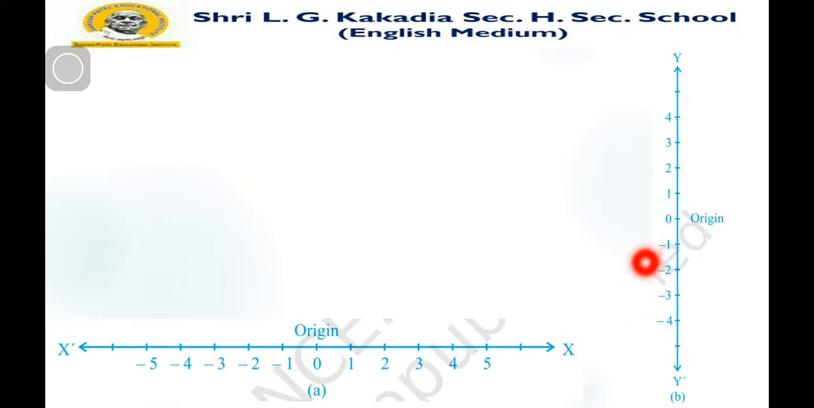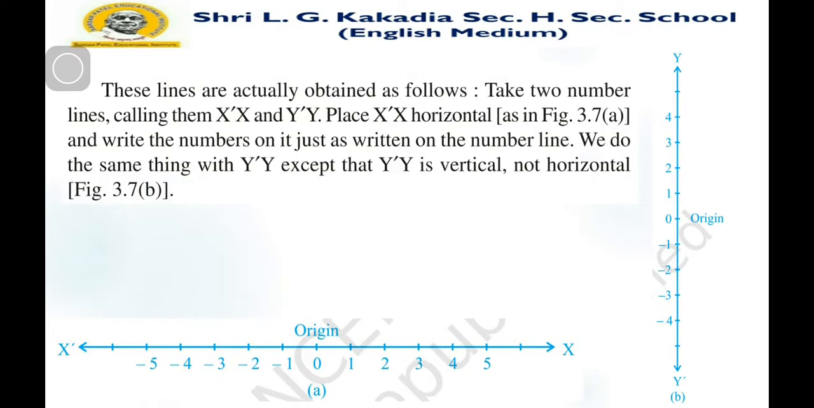So it is a number line, two number lines, as you can see here that one is horizontal and one is vertical. So these lines are actually obtained as follows. Take two number lines, calling them x dash x and y dash y. Place x dash x horizontal, as you can see here, and write the number line on it just as written on the number line. We do the same thing with y dash y, except that y dash y is vertical, and not horizontal as we taken here.